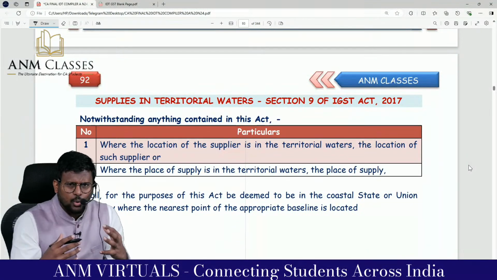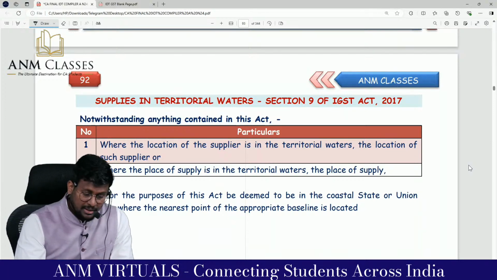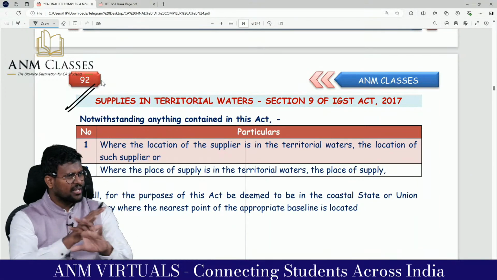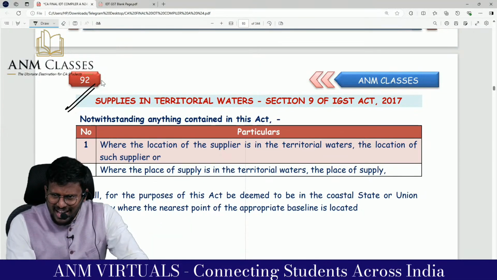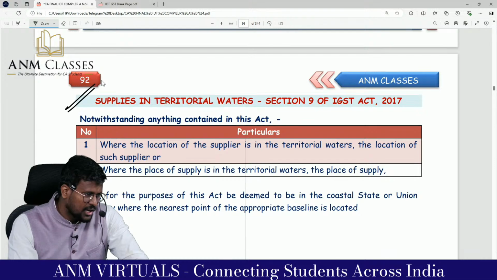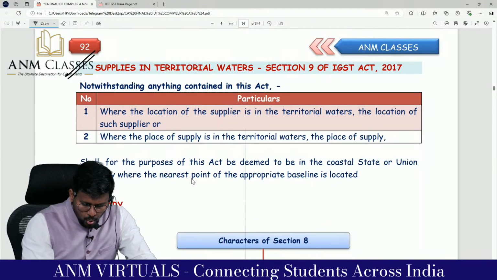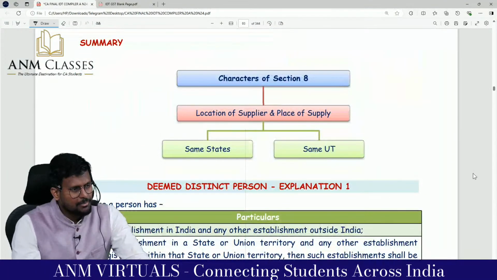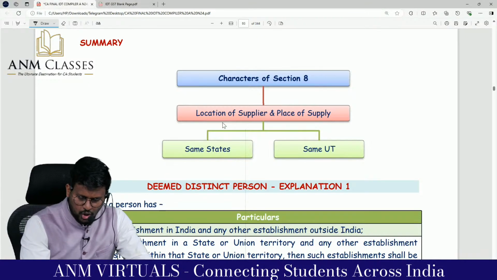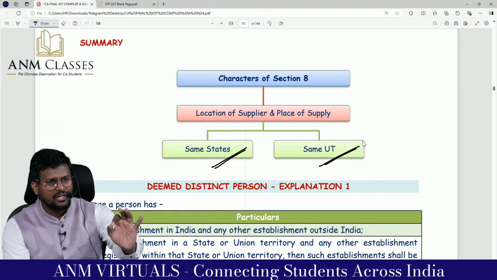Sometimes when you are finding the location of the supplier and the place of supply, you may get the answer as territorial waters, right? That is answered by section 9, notwithstanding anything contained in the Act. If you are getting the answer as territorial water, then you have to take the nearest coastal point of the appropriate baseline. So one line summary of the entire discussion is, where the location of the supplier and the place of supply are in the same state or same union territory, it shall be treated as intra-state supply.